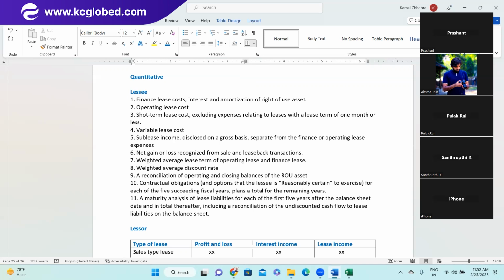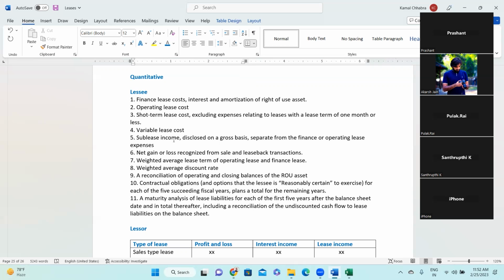If it is an operating lease, then operating lease cost, right? If it is a short-term lease, then short-term lease cost, excluding any expense relating to a lease with a lease term of a month or less. Variable lease cost, that you need to disclose separately. Sublease income, right? And disclosure on a gross basis, which we have discussed just above. If you are giving it on sublease, then the expense needs to be disclosed on a gross basis.